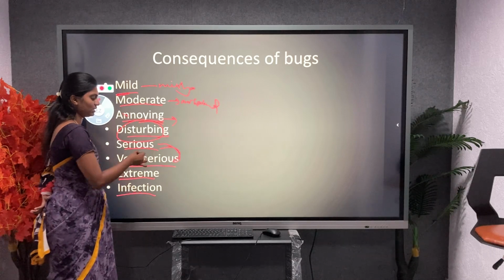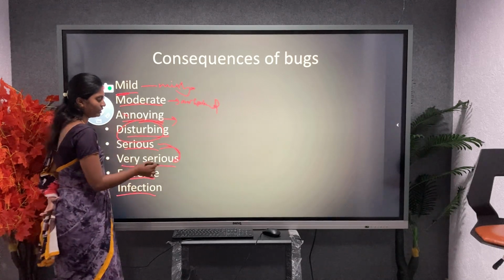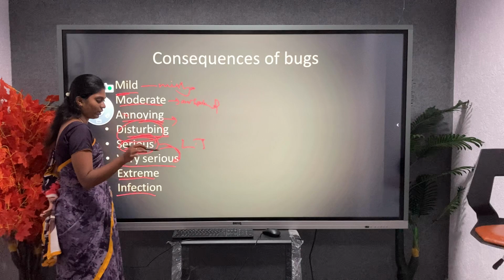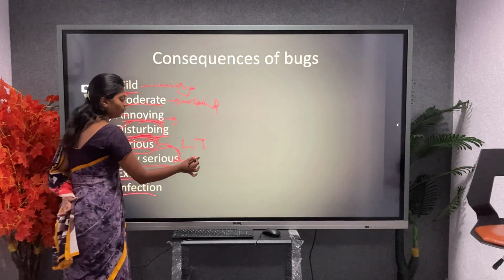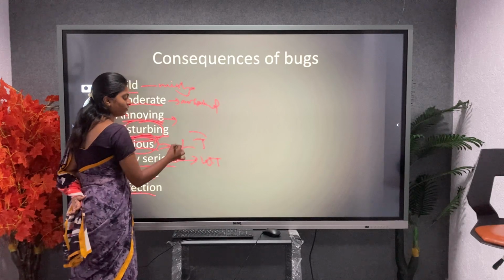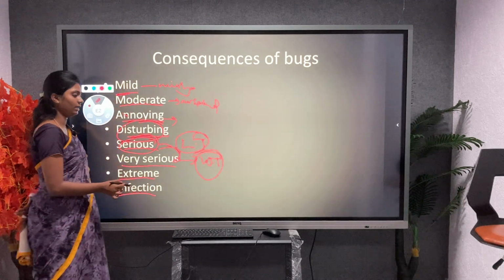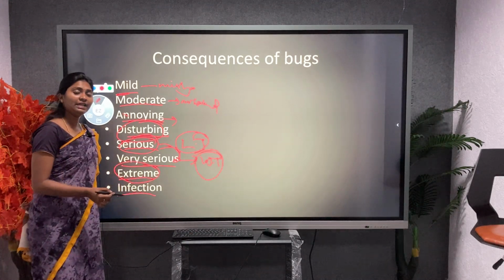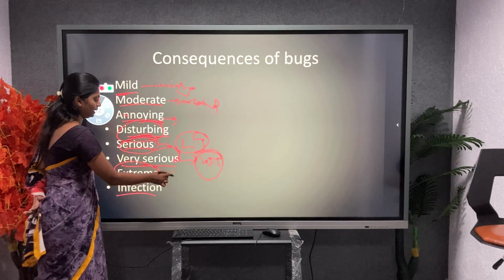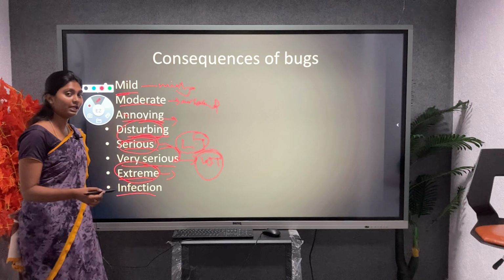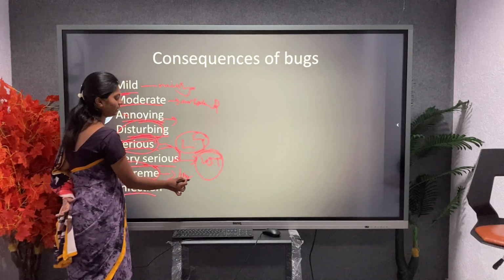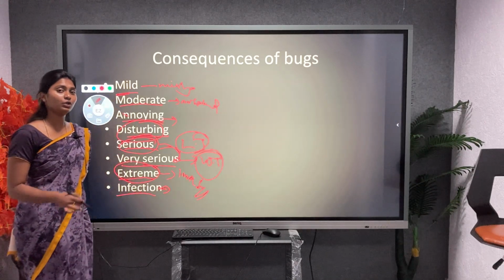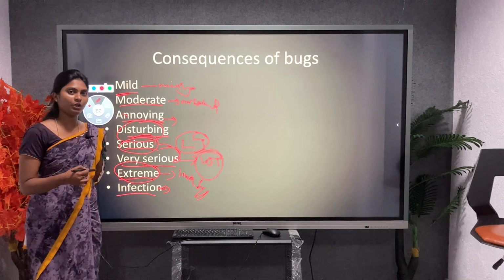Next, serious and very serious are interconnected, which is nothing but loss of transaction. Serious means loss of transaction. Very serious means worst transaction. Coming to extreme, in extreme we define the linked transactions of the system. Next one, infection. Infection means total failure of the system.